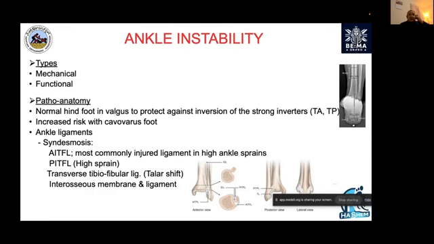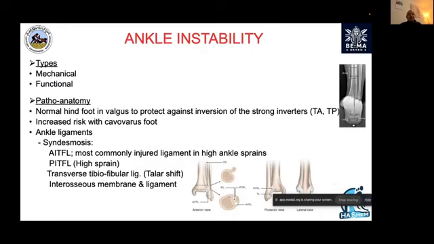So regarding types of ankle instability, you need to understand it's not only mechanical. Sometimes it's a functional ankle instability because of loss of proprioceptive sensation, loss of balance, loss of protective reflexes, and anything of this will give the patient a sense of instability, which we call functional instability. Definitely, the commoner is mechanical instability, because of insufficient ligaments, ligament injury, ligament rupture, or whatever.